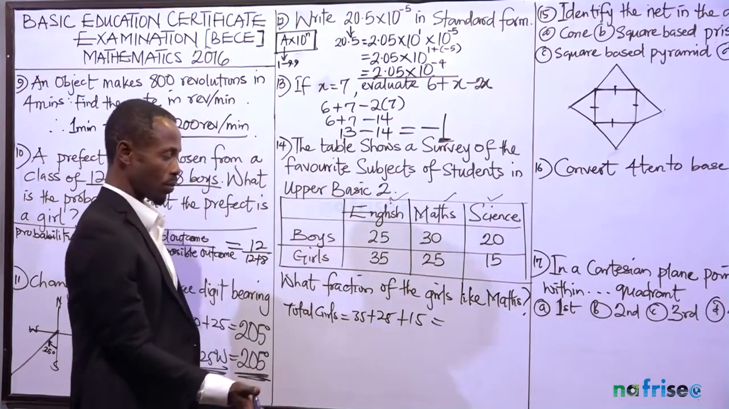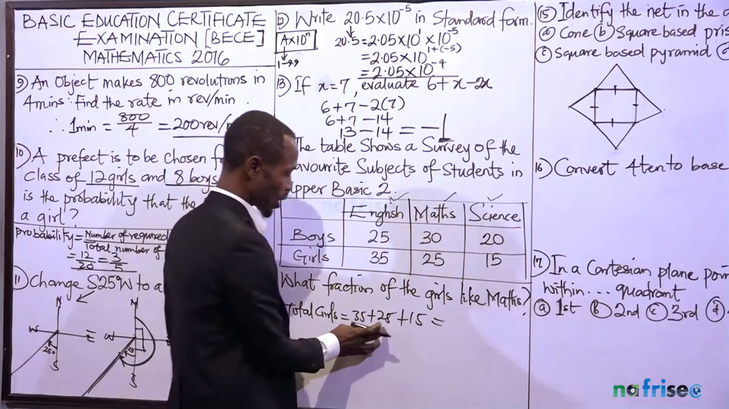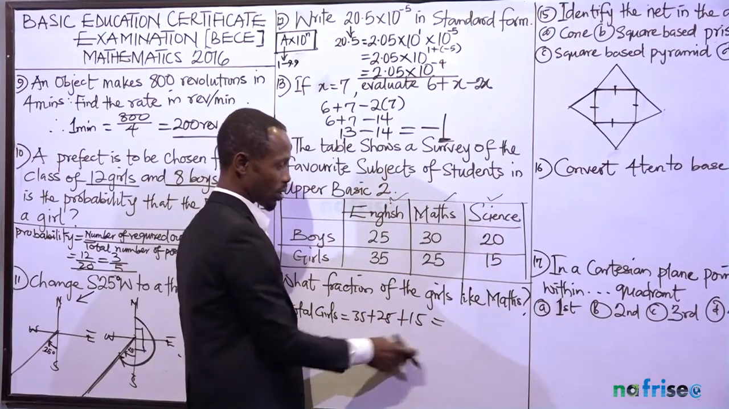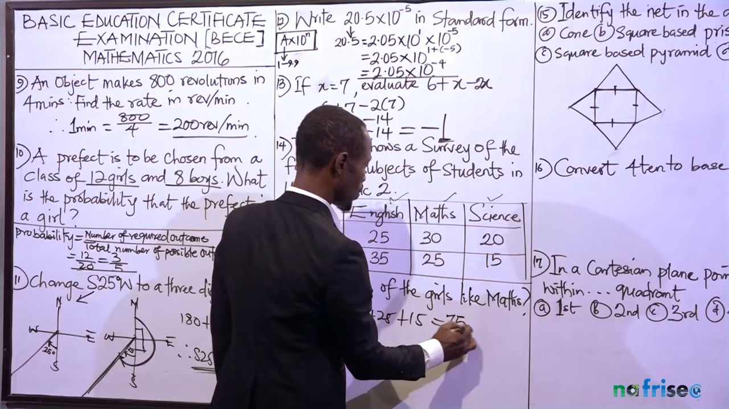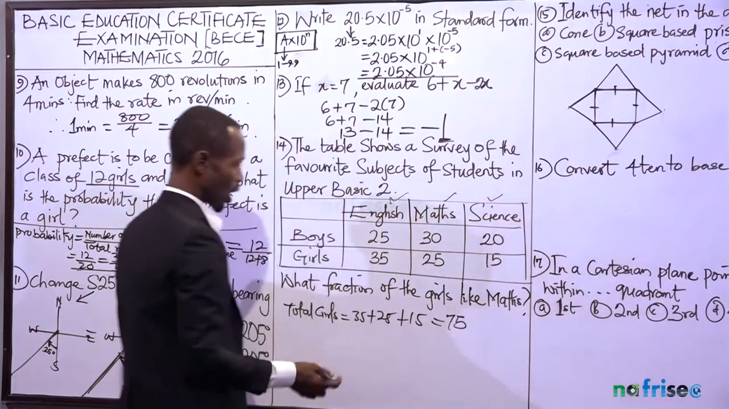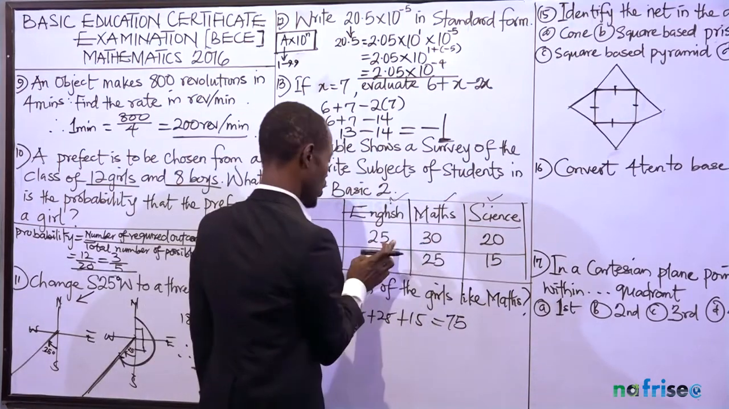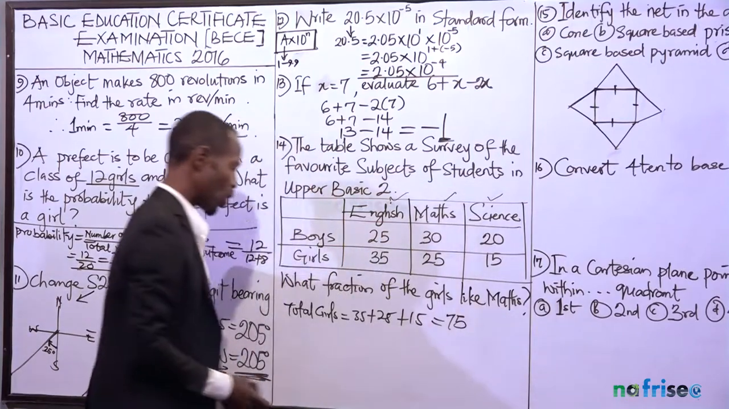I agree with you. Do you agree with what I have? Let's do it like this. 25, 35 is 60. 60 plus 15 is 75. So we have a total of 75 girls. And if you count it from here, you have 50. We also have 75 boys also.